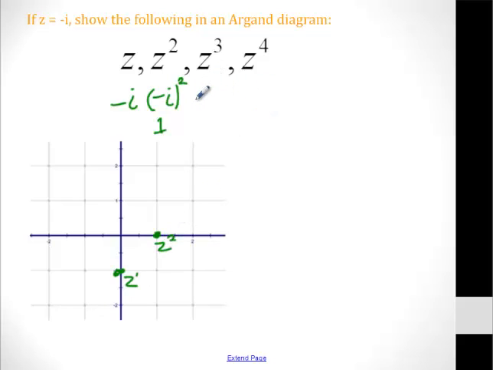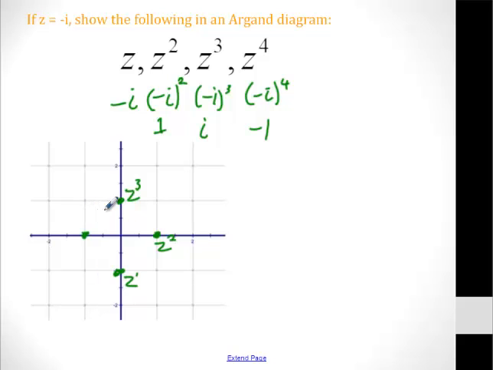Take z to the third. Negative i to the third power. i to the third power is negative i. Negative negative i makes that positive i. That's up here. z to the fourth is negative i to the fourth. i to the fourth is 1. So with a negative sign in front, that's negative 1.